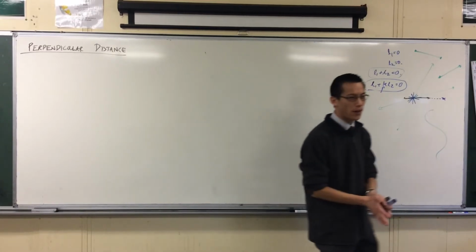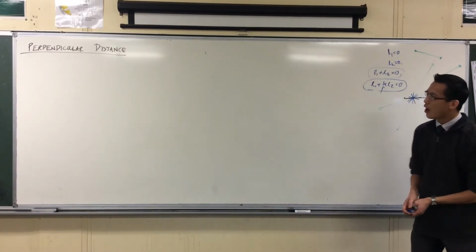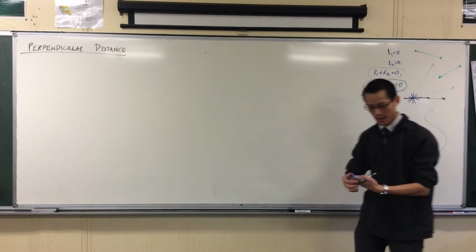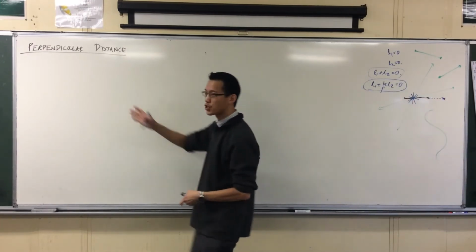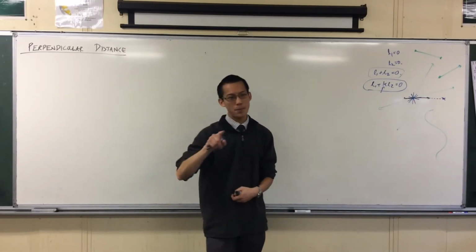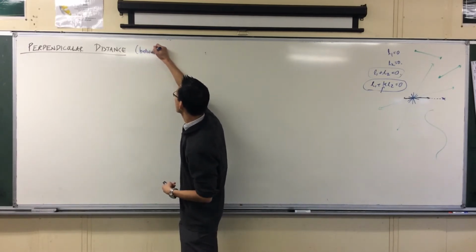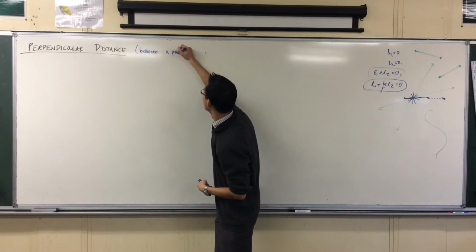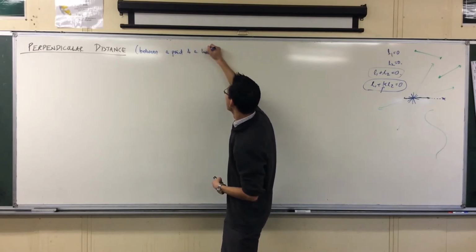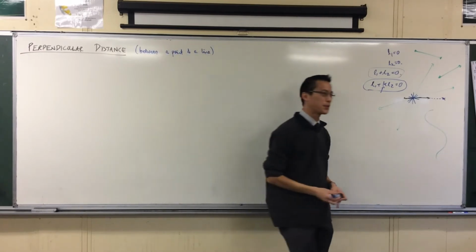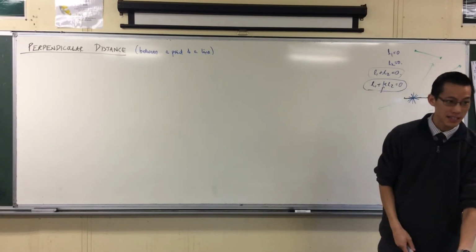We're moving forward into linear functions. Perpendicular distance is the name of what we're doing. It's really shorthand. It means perpendicular distance between a point and a line. But as you can see, it's a bit of a mouthful, so that's why we just say perpendicular distance.